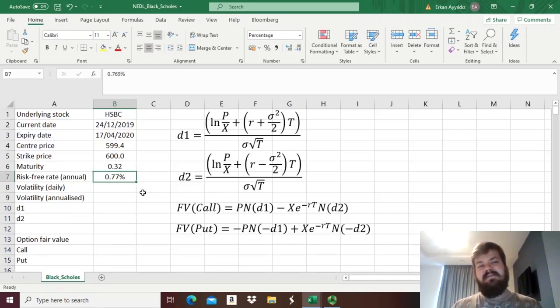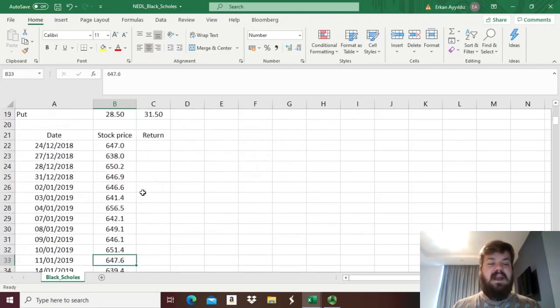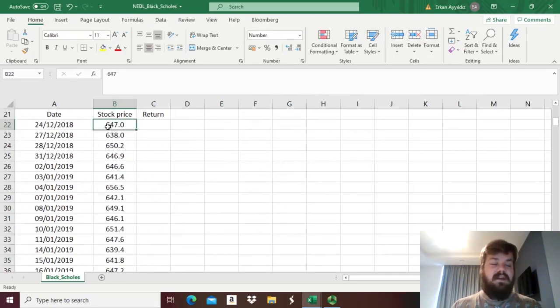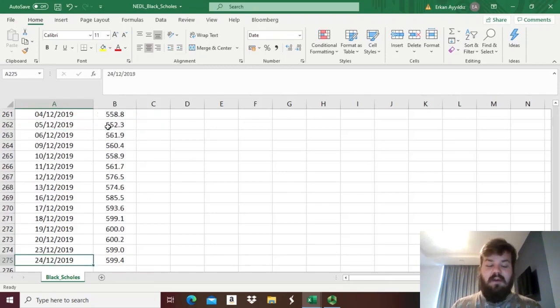So how to estimate annual volatility of a particular instrument? Well, to do that, you can just get daily stock price data for your underlying share price. Here, I've got it from 24th of December 2018 all the way until 24th of December 2019. So the very last day that we are aware of when we start trading, because obviously we can't use the data that's unavailable to us at the moment when we start trading.